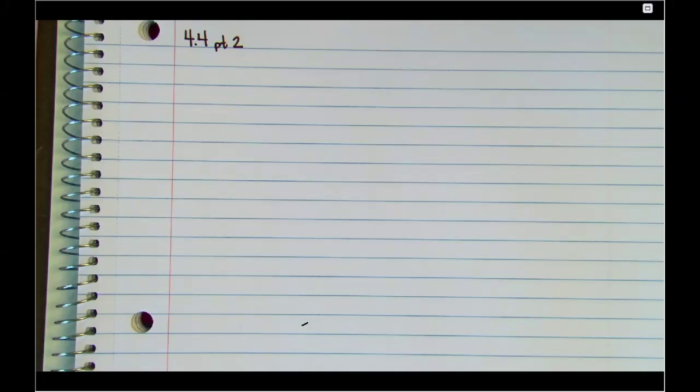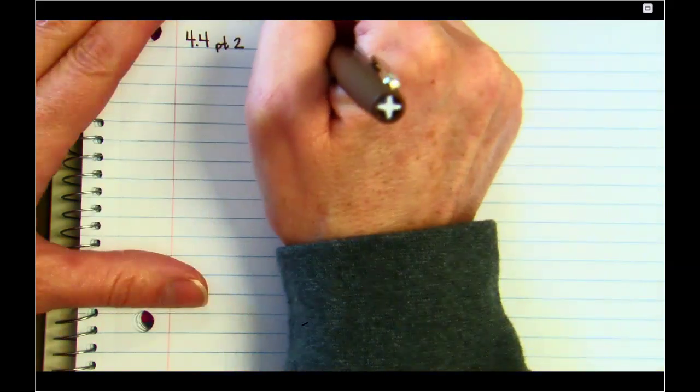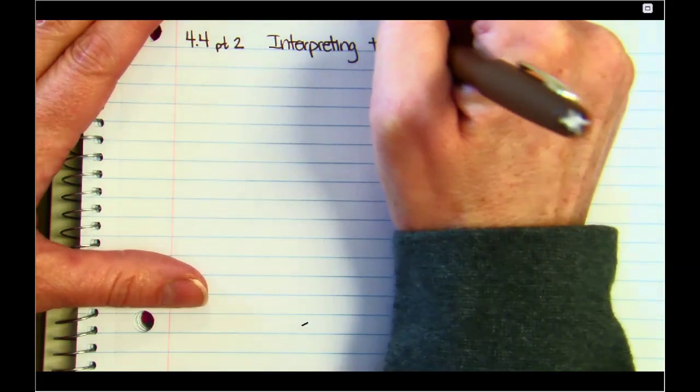What we're going to talk about today is a little bit harder, but I'm going to give you a way to do it that should make it easier, okay? What we're talking about today is how to interpret the slope and the y-intercept.